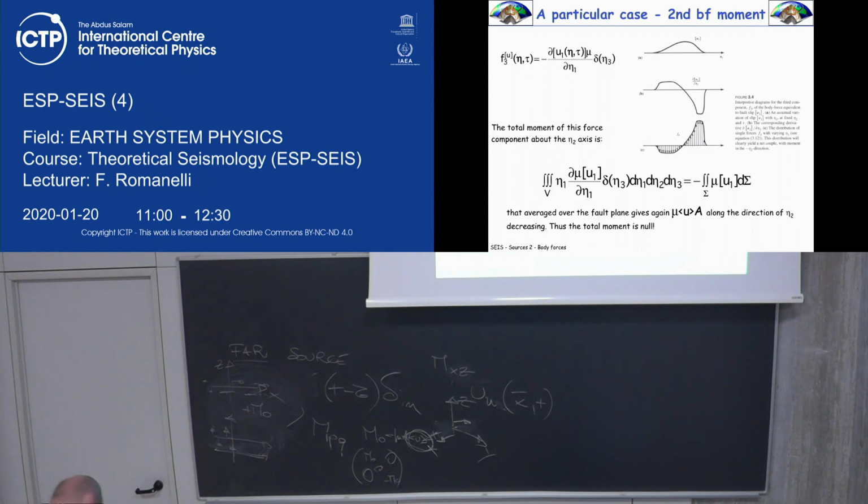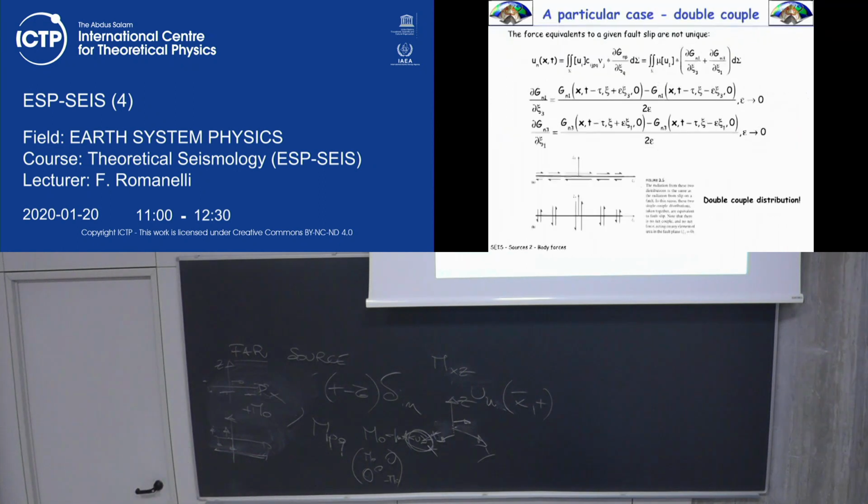Don't worry, we can be happy, because this force here can be rewritten exactly as we wish, with some math, of course. Because actually, the force equivalent to a given fold slip, remember this representation here, can be written in many, many ways. That's strange. Because the representation theorem actually is allowing you, when the fault is extended, to use it in many different fashions.